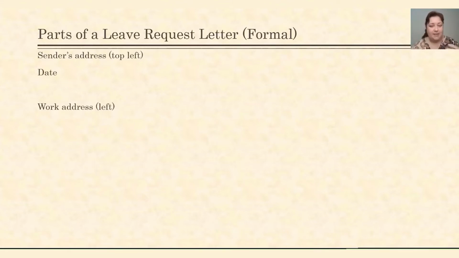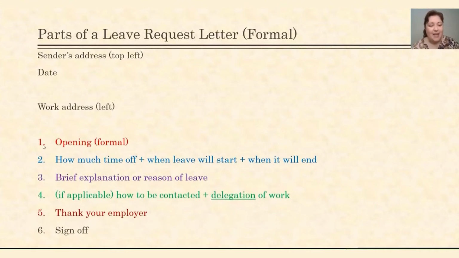In other types of letters, you might have your address on the right. But in this type of letter, all the addresses are on the left. So you write addresses, and then we have specific parts that we need to look at. You can see I've put them in different colors, so we're going to look at all of them.